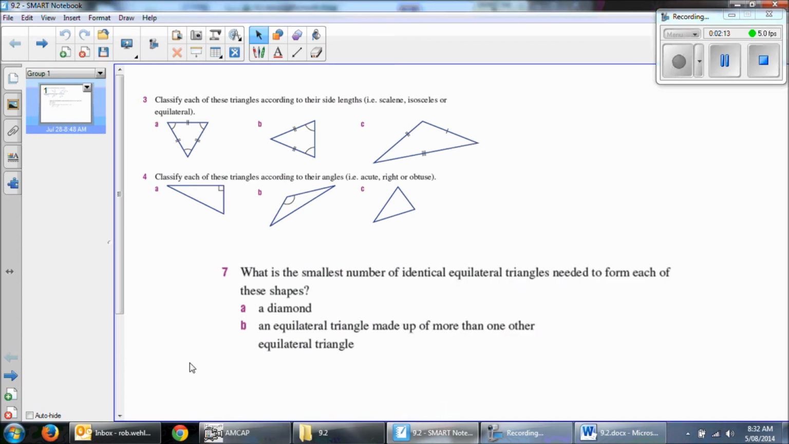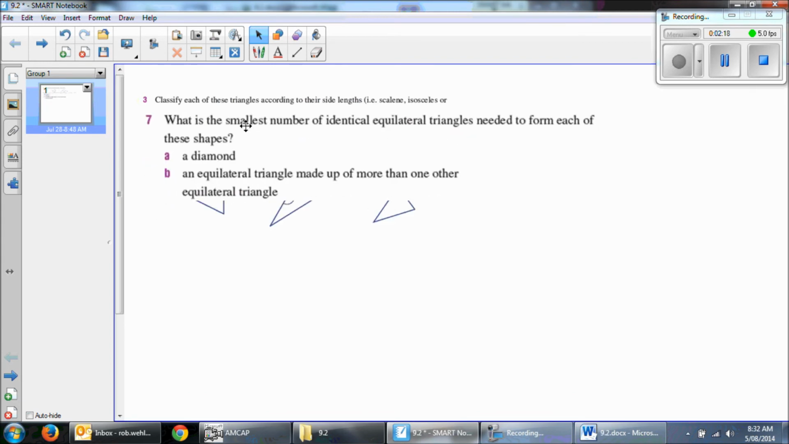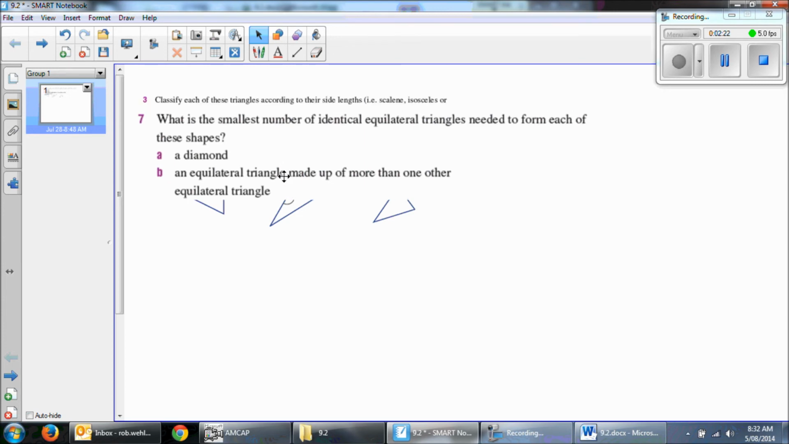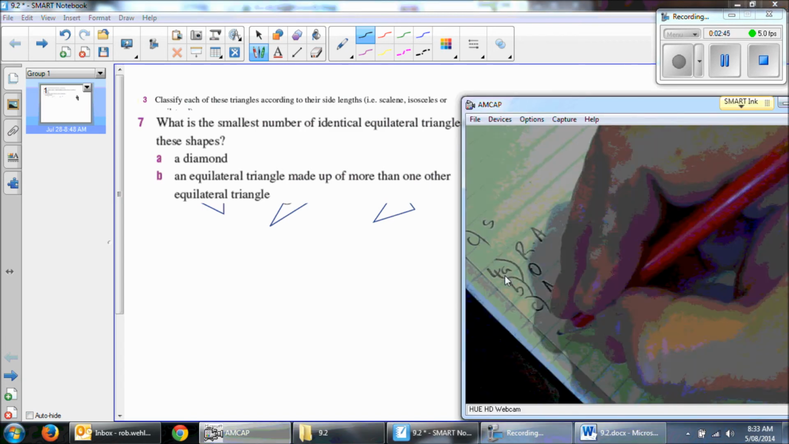Okay? For 7, what is the smallest number of identical equilateral triangles needed to form each of these shapes? So a diamond. So a diamond looks like this. Alright, and if I had 2 equilateral triangles on either side, that would give me a diamond. So for 7A, we only need 2.